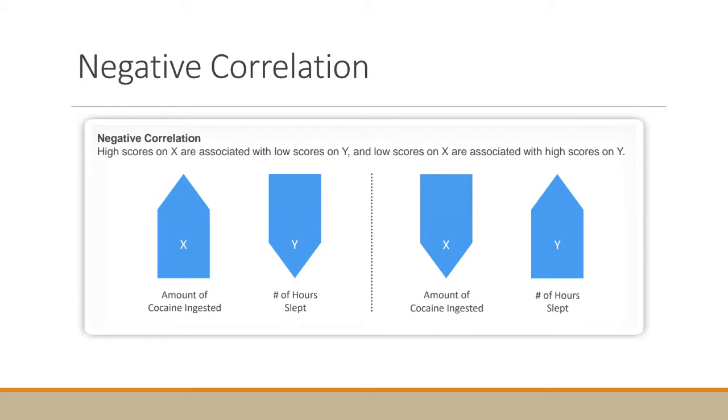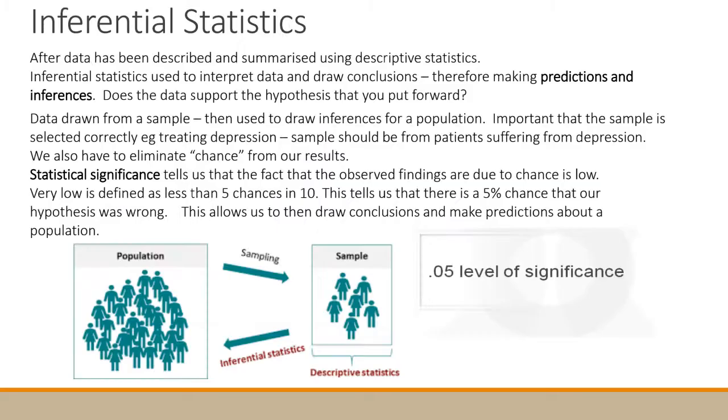Negative correlation is exactly that: as the amount of cocaine ingested increases, your number of hours of sleep decreases. The two things are related. There's a negative correlation. The more cocaine you ingest, the fewer hours you sleep. Okay, negative correlation.